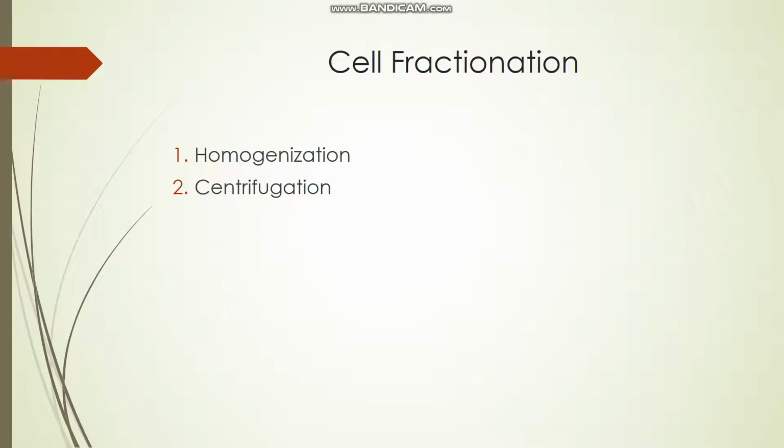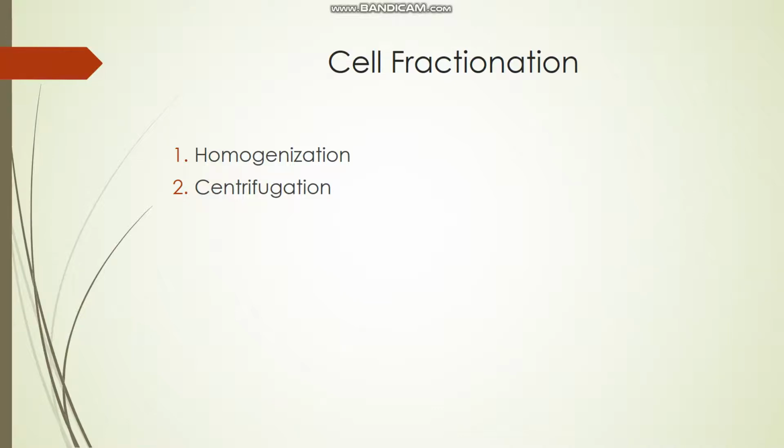Now, how can we define cell fractionation? It is a combination of various methods used to separate cell organelles and components based upon size and density. So why do we use it? Actually, if you want to study a cell, you have to study it under a microscope, electron microscope, of course. Then remember one more thing: the principle of cell fractionation consists of 2 steps. Number 1, homogenization, and number 2, centrifugation.